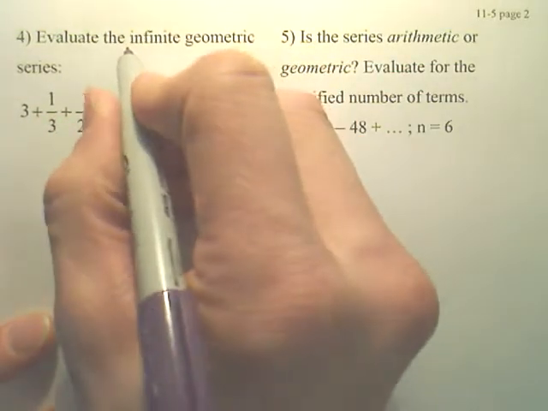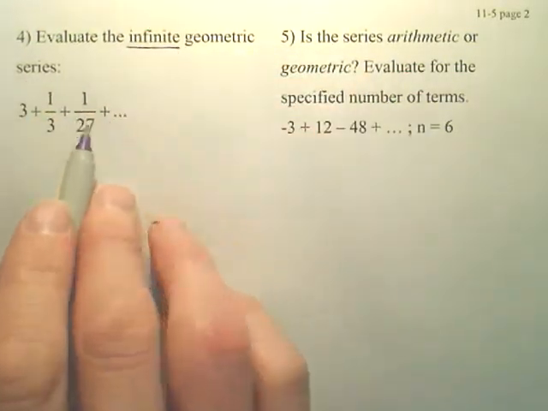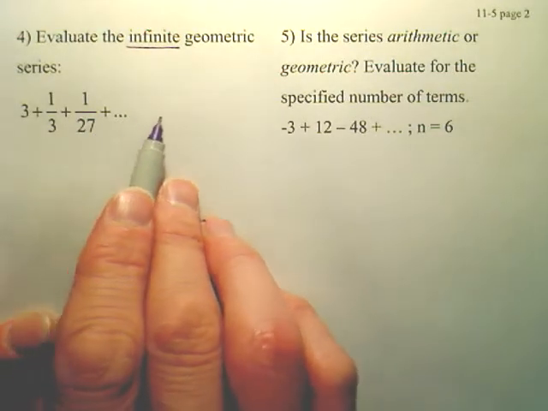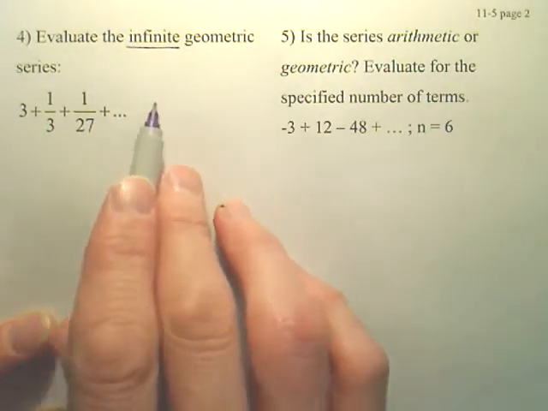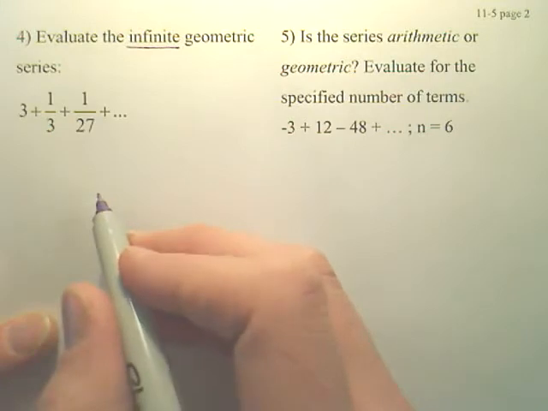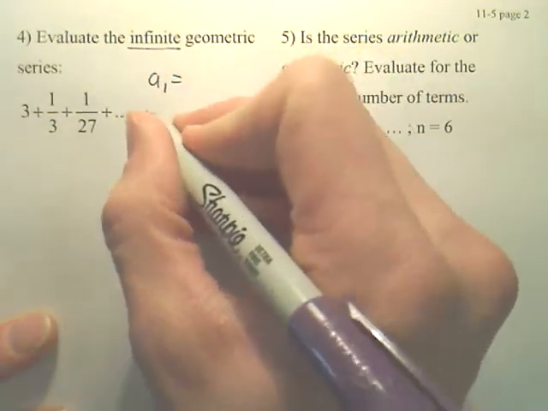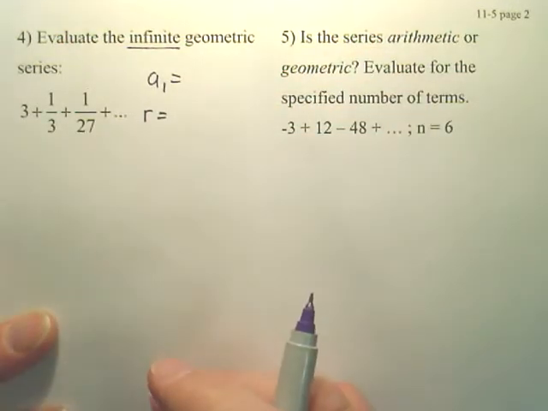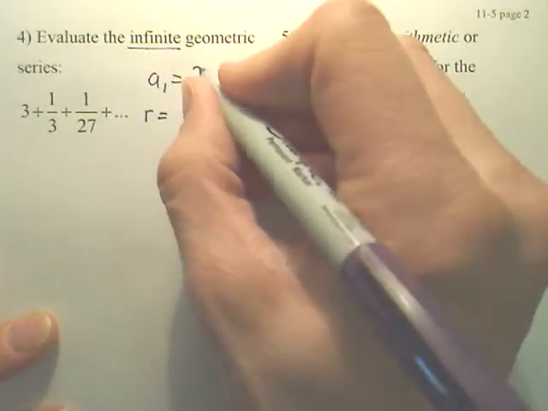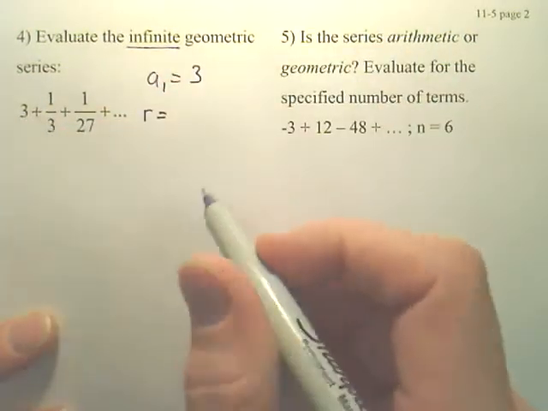Evaluate the infinite geometric series. You always know it's infinite when it has dot, dot, dot, and there's no stipulations on how far you're going. So, to do this, all we need is two things. We need A1, we need R. All we need is those two things to find the sum. Well, A1's obvious. Your first term is 3.